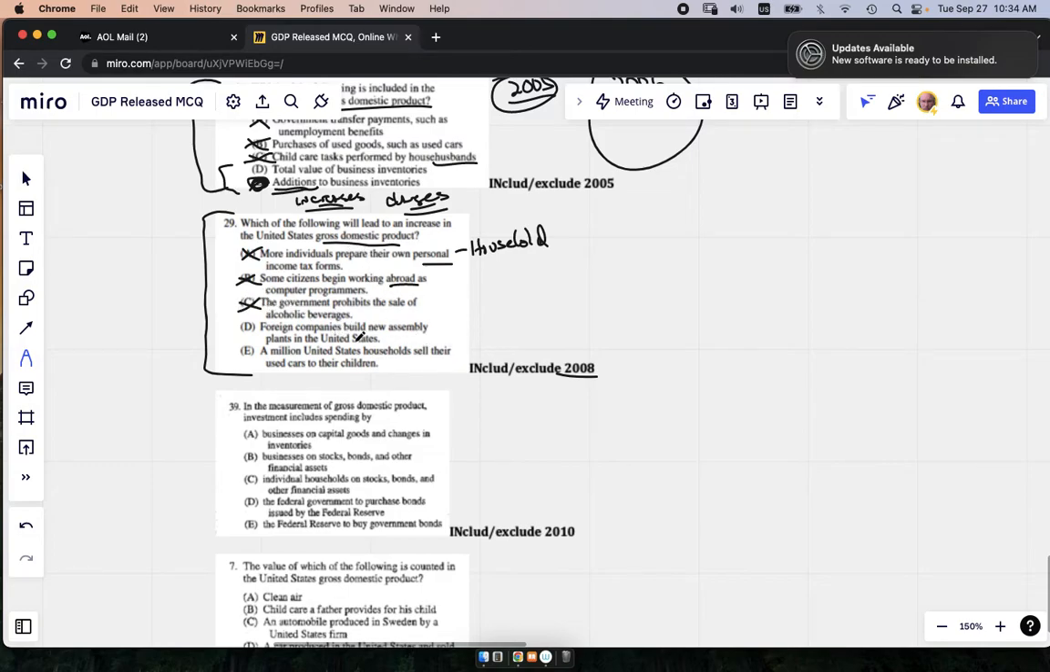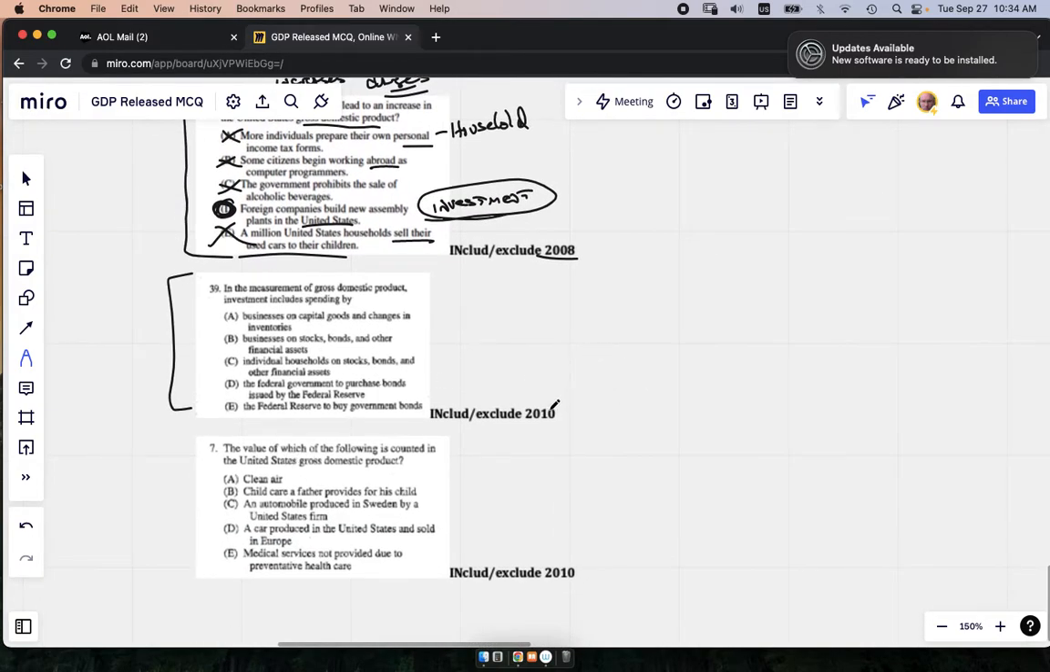Foreign companies build new assembly plants in the U.S. Is that investment? I mean, it doesn't matter who's doing it, but if they're producing it in our country, it's got to be GDP. Used goods, not counted. Easy enough. 39. We're getting a sense of these. I think we're almost done here. 2010, a measurement of GDP. Investment includes spending by what? In essence, we're looking at a definition of investment. Go ahead and stop. Choose your answer.